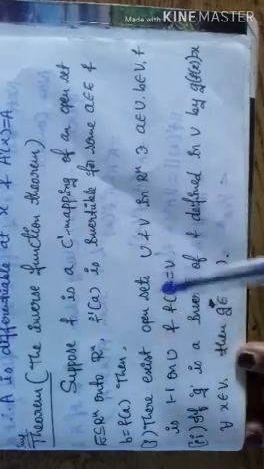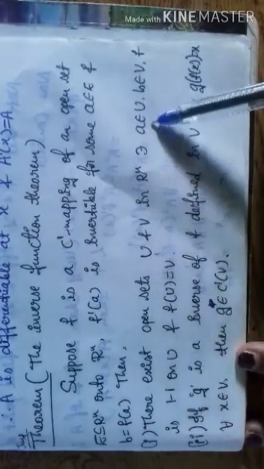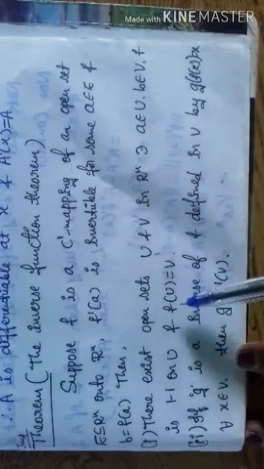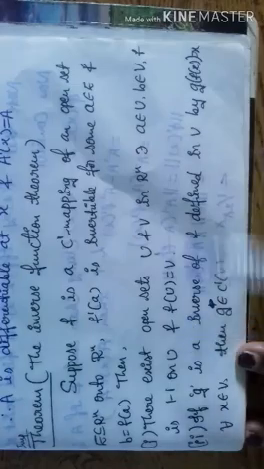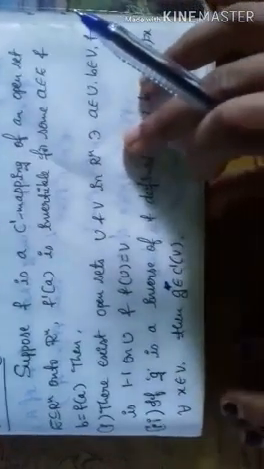U and V open sets exist, and A belongs to U, B belongs to V, F of U is equal to V and F is a 1 1 function, we have to prove. That is, we have to prove it is a bijective function.